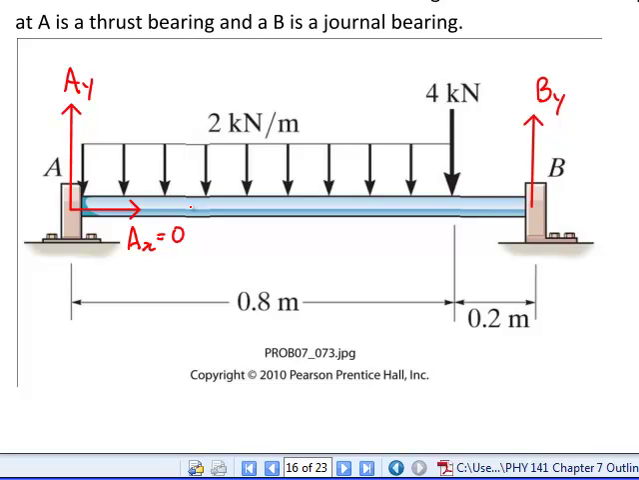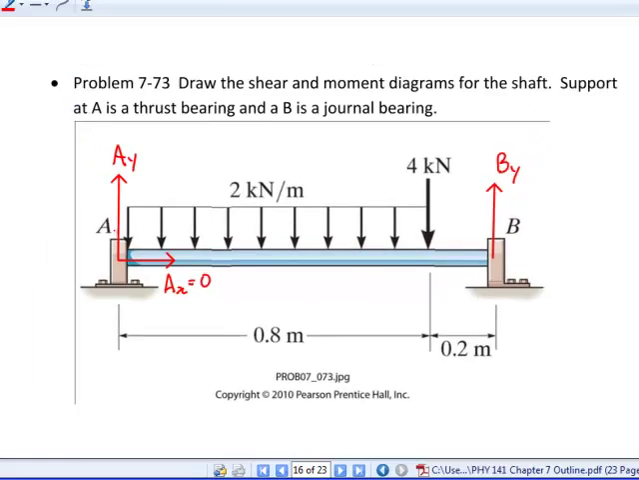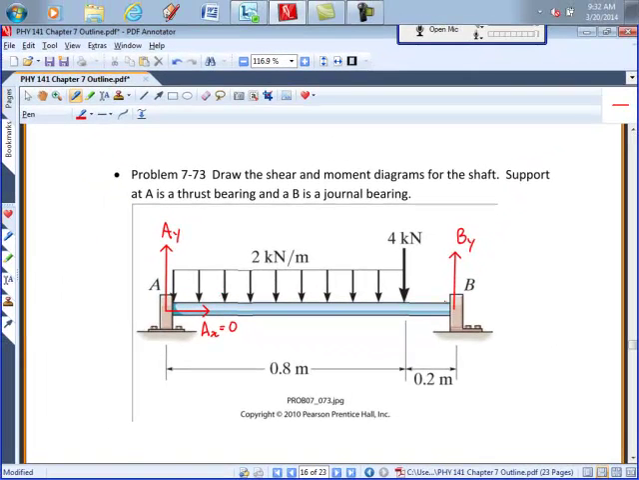All right, what do we need to do first? Right, we're going to need to find these reaction forces, so I know where to start on my shear diagram. And to find these reaction forces, I think the first thing we're going to want to do is replace this distributed load by an equivalent point load, or an equivalent concentrated load.